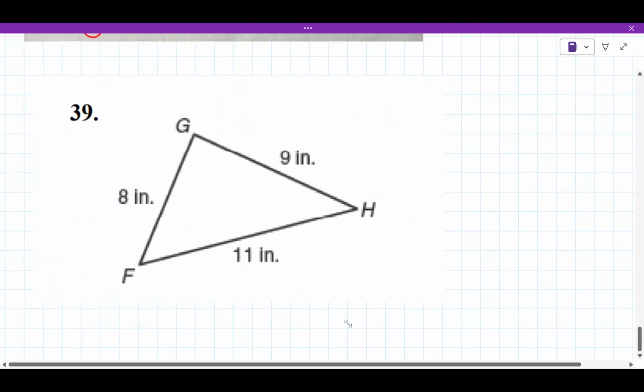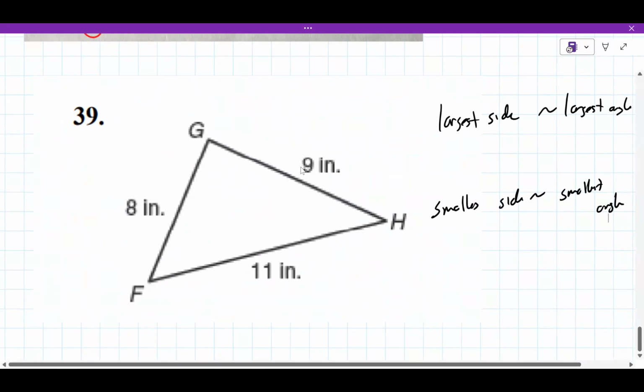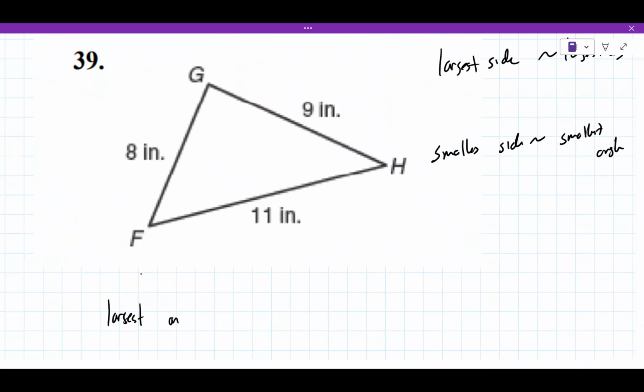Okay, here's a new question, kind of basic knowledge. The largest side corresponds to the largest angle. And similarly, the smallest side corresponds to the smallest angle. When I say side and angle, they're across from each other. Like 9 is across from F. Okay. So which is the largest angle? The largest angle here is G. What's the next largest angle? F. F and then H.